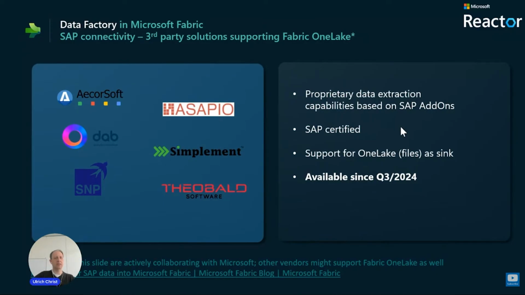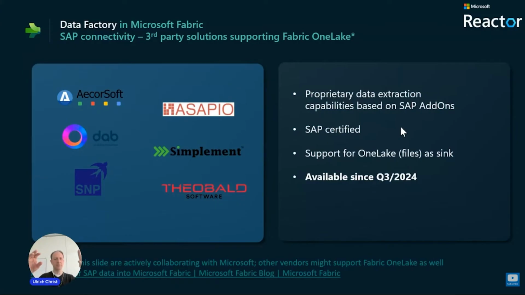Now, how do these solutions work? Well, typically they require an ABAP add-on to be installed on the SAP source system, right? So you basically have some piece of code which the corresponding partner hands out to the customer and which needs to be installed on the SAP server, right? Once this is done, they basically add capabilities to get data out of SAP, to get change data out of SAP as well. So CDC is basically a pattern which all of these sources support, incremental loads, change data capture. And all of these partners have, as I said, enhanced their solutions to also support landing data in OneLake.